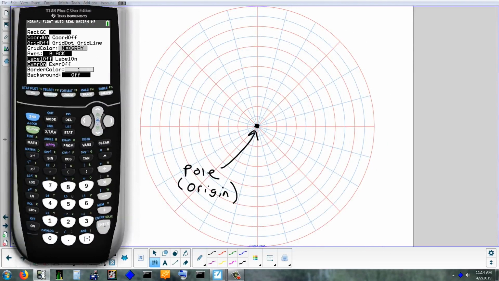What if I do polar and I hit graph? That didn't do much. Let me put grid lines on and see if that actually does something. It really just puts them rectangular. I don't know if you can actually put them in circular. That's okay, doesn't really matter.